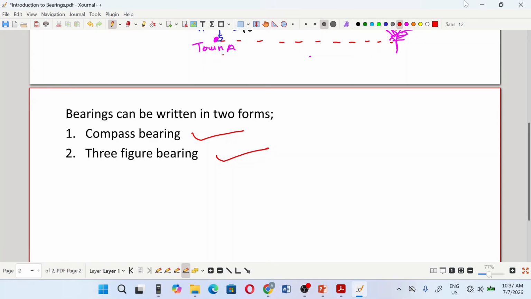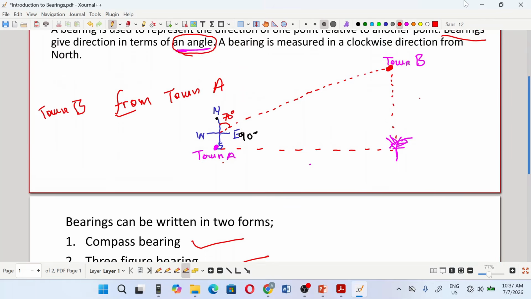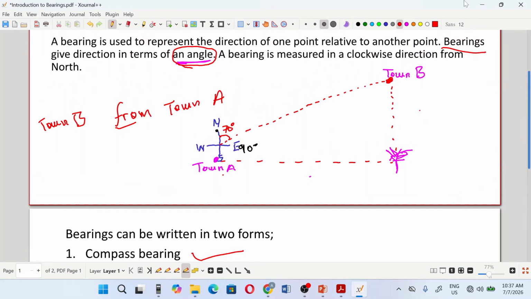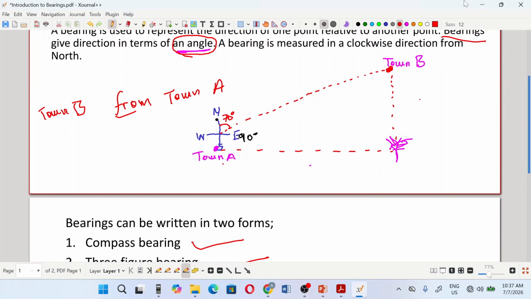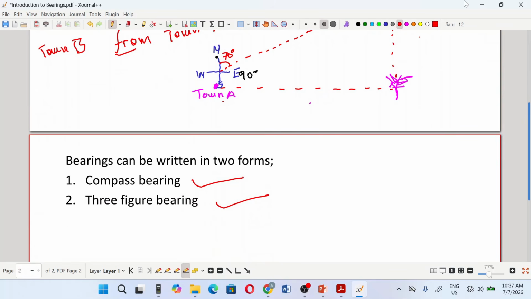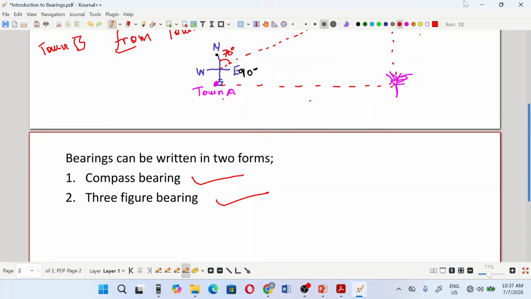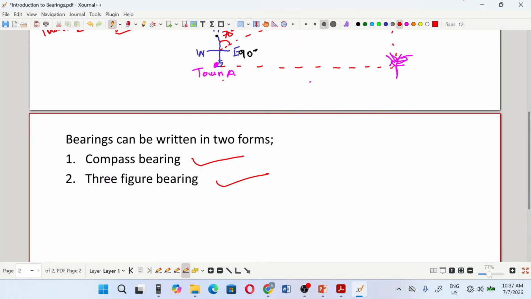So at the end of the day, we have looked at the meaning of bearing and what it means on a diagram. We have also looked at how to represent bearings in two different forms. In our next lesson, we are going to dive into the details of the compass bearing and the three-figure bearing.